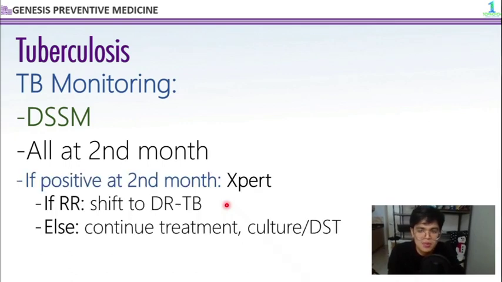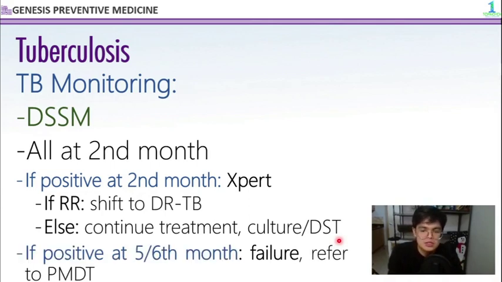If, for example, they had a positive result at the second month, you request for a Gene Xpert to initially screen for any resistance. If rifampicin resistant, if RR here, you shift them to a DRTB regimen. So that's a whole other animal, the DRTB regimens. Else, if the Xpert suggests that there is no resistance, treatment is continued and a culture or a drug susceptibility test is done to determine if there is any other sensitivity or resistance that is not rifampicin in particular.